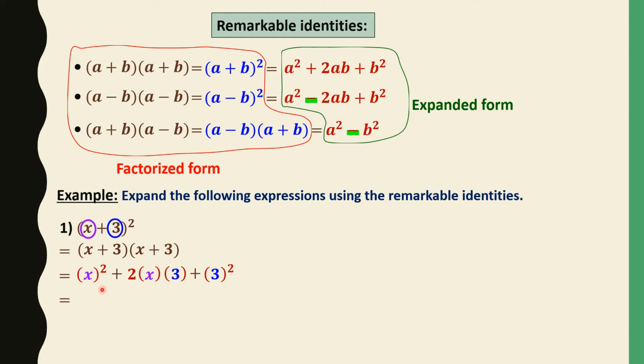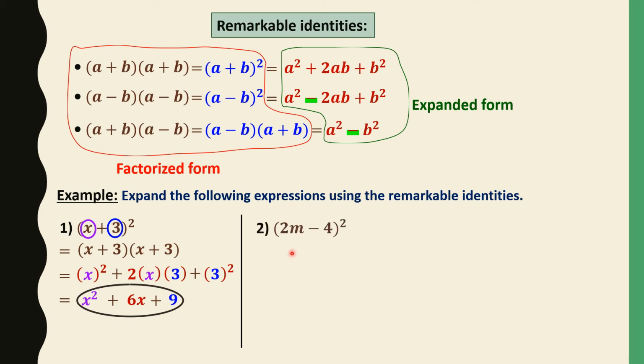Now let's reduce these terms. x squared is in fact x exponent 2 plus 2 times x times 3. 2 times 3 is 6x plus 3 squared is 9, and x squared plus 6x plus 9 is the expanded form of x plus 3 squared. Example 2, 2m minus 4 squared.